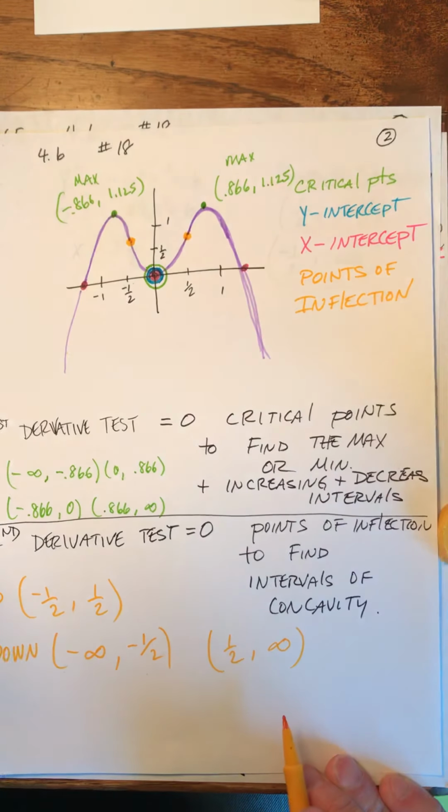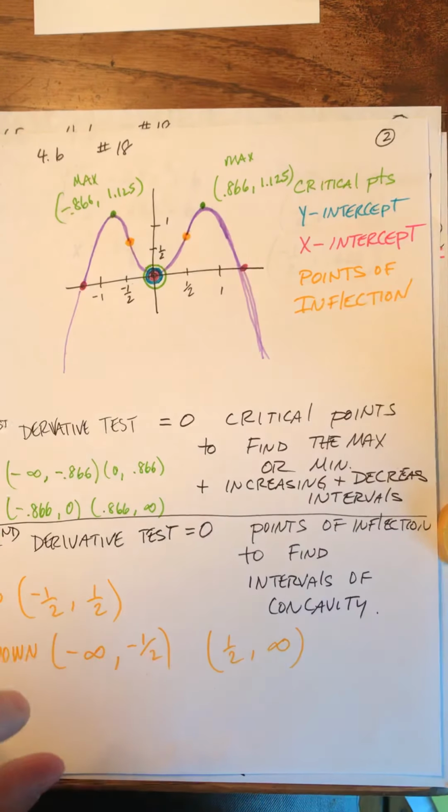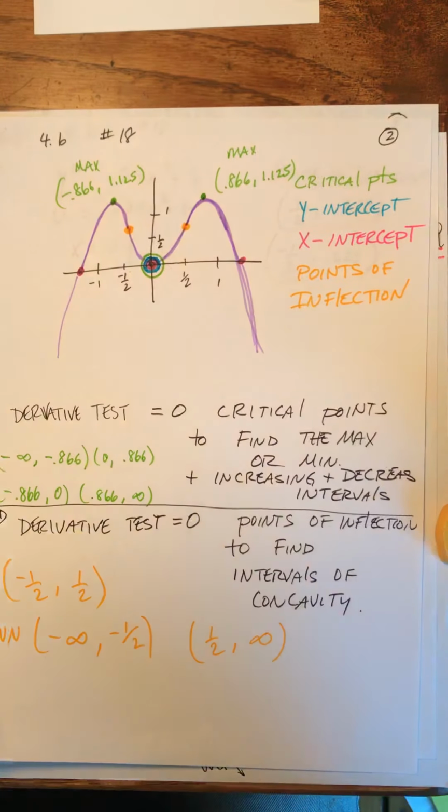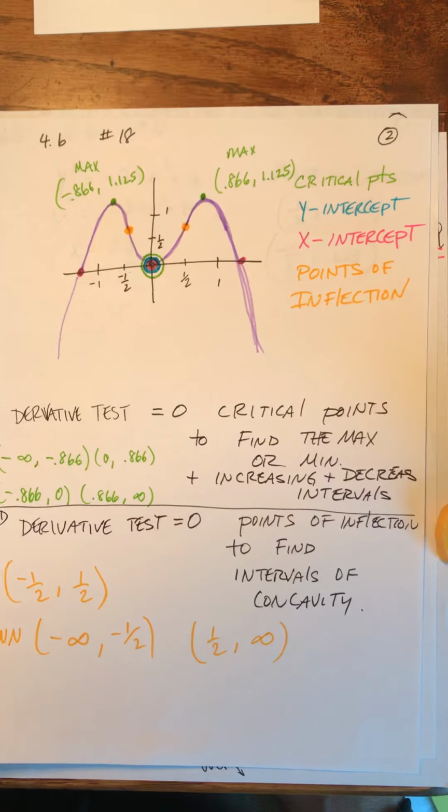These are the intervals on which it is increasing or decreasing. And that's number 18 in your book. I suggest that you do this one over again and see how it goes.